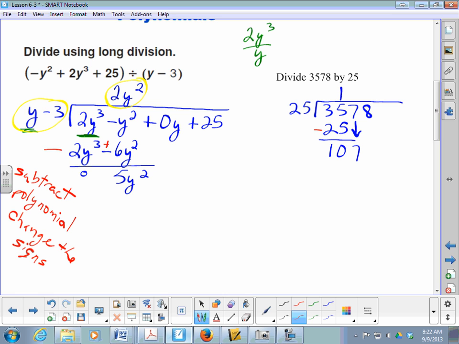All right. So when we subtract a polynomial, we have to remember to change the signs. Okay. And just like we did over there, then we're going to bring down the next term, which is 0y.